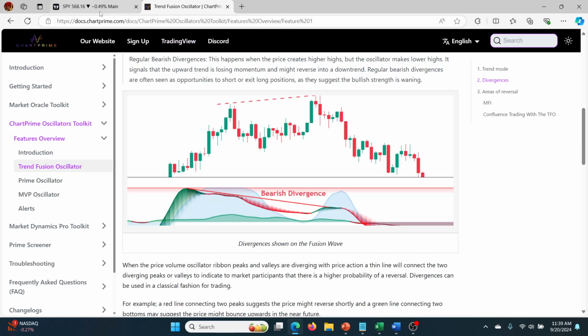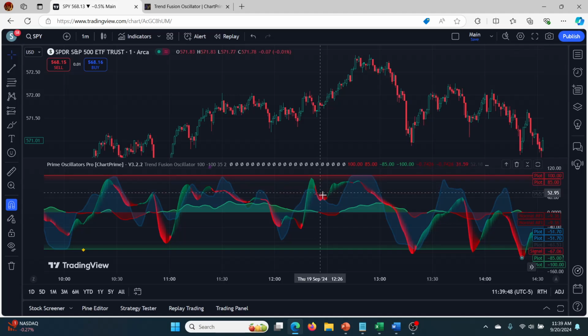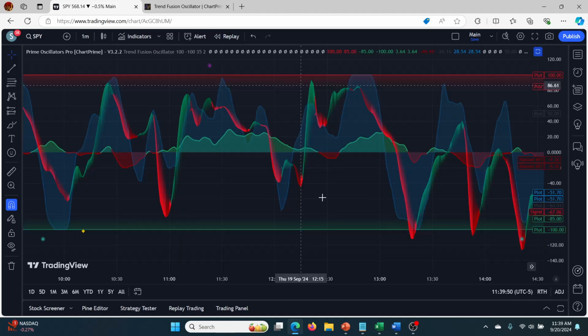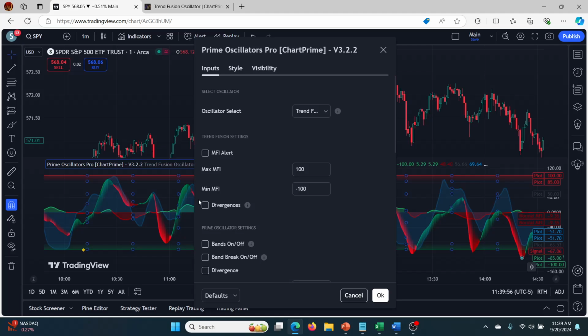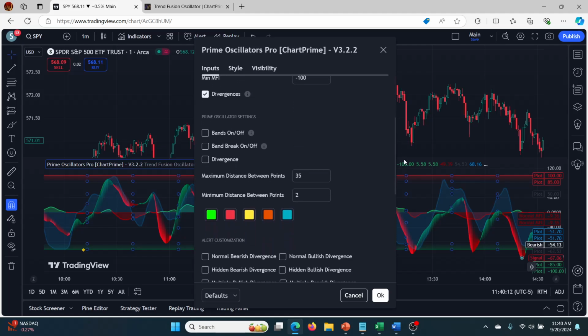So you can add that to the charts with ChartPrime just by clicking on the oscillator. Always ends up just opening up the full thing. There we go. So you can go into the menu here and just add divergences. That should add the divergences to the chart. I have no idea what divergences are on this time frame. We might have to switch to other ones to see any actual divergences.